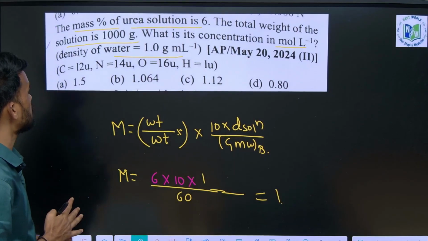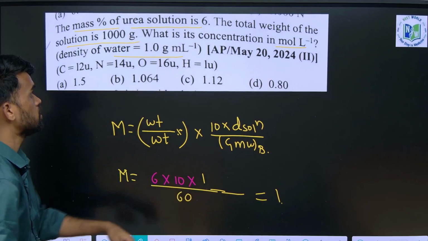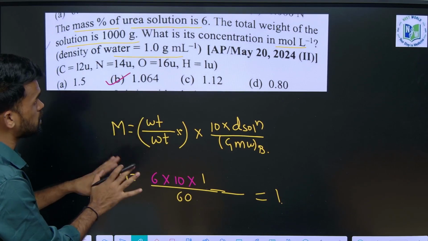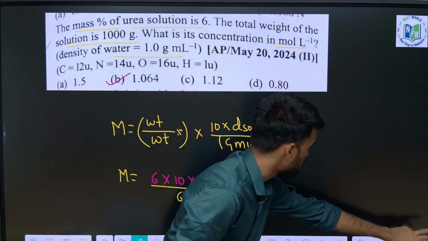So what is the nearest answer we can have? 1.064. So you can go with that option. So option B will be the correct answer for this particular question. You can directly use this formula and do this. I hope this is clear how to do it in the simplest way possible.